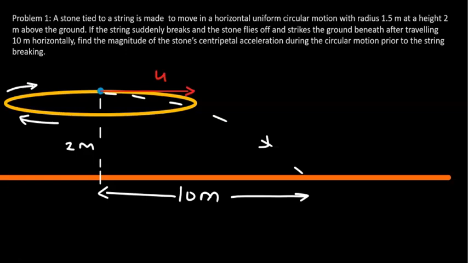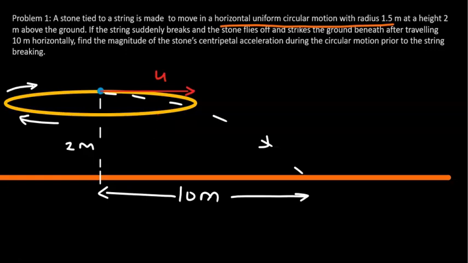Let's look at a couple of problems associated with motion in 2 dimensions. Problem 1. A stone tied to a string, so that is this stone right there, is made to move in a horizontal uniform circular motion with a radius of 1.5 meters. So the radius of this circle is 1.5 meters.